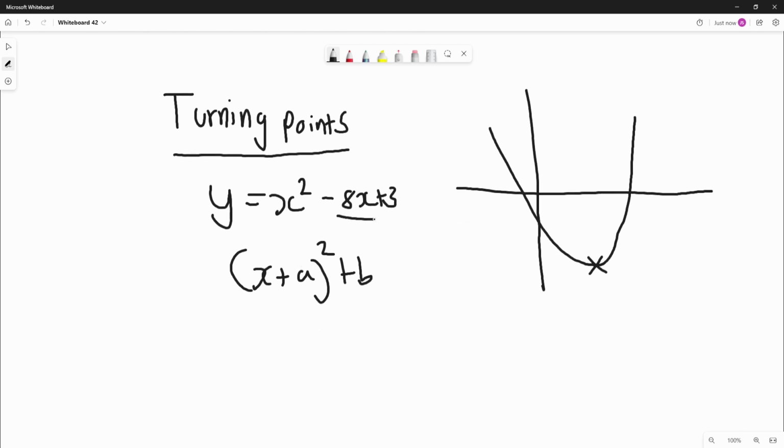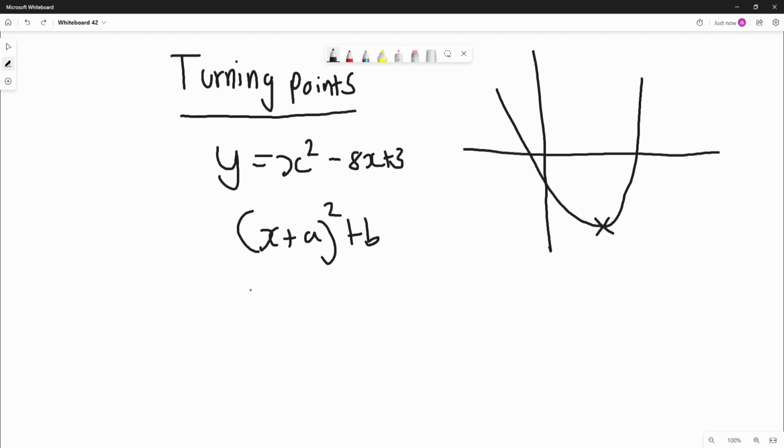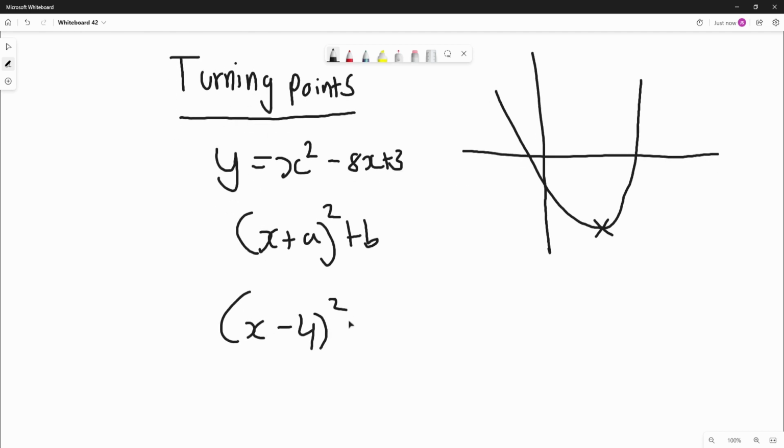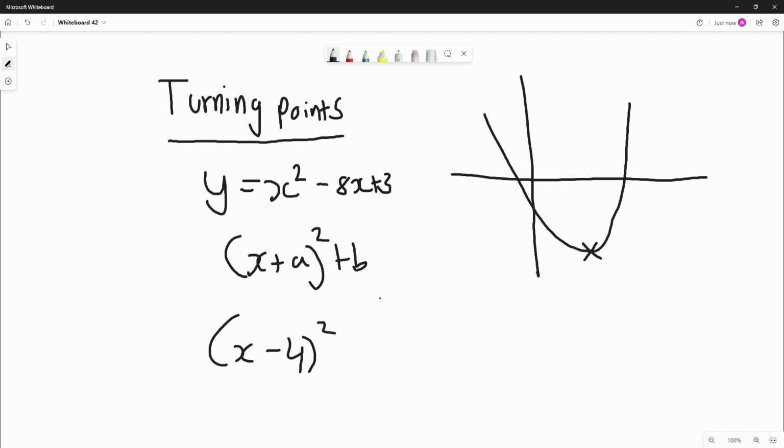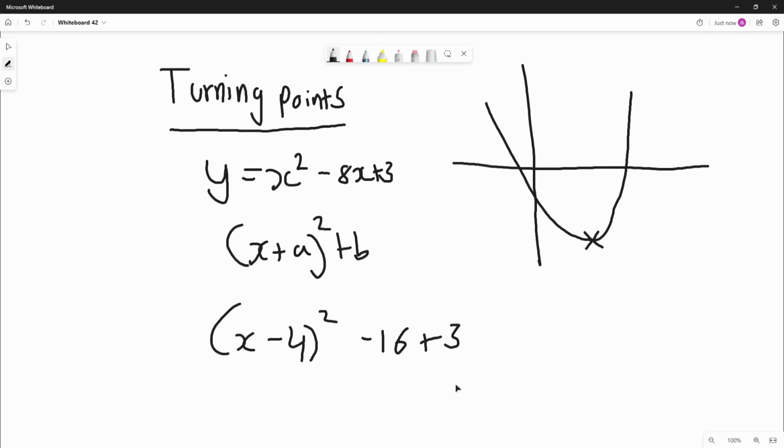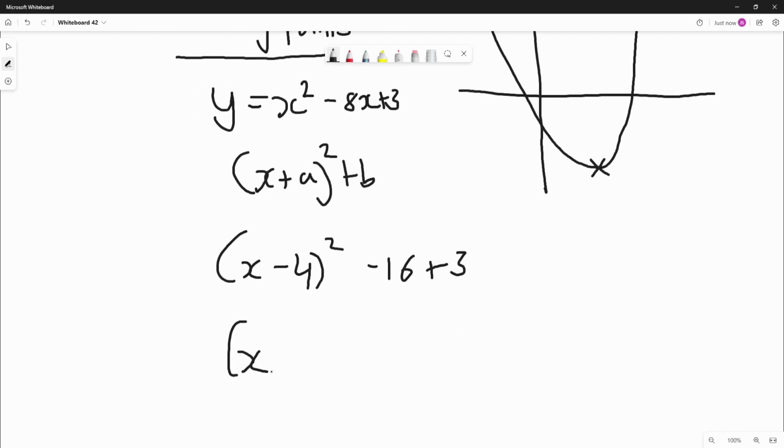Well, remember, you divide by 2, and you're going to get x minus 4 squared, and you take away the number inside squared, minus 16, and then you add on this number, and this will give you x minus 4 squared plus negative 13.